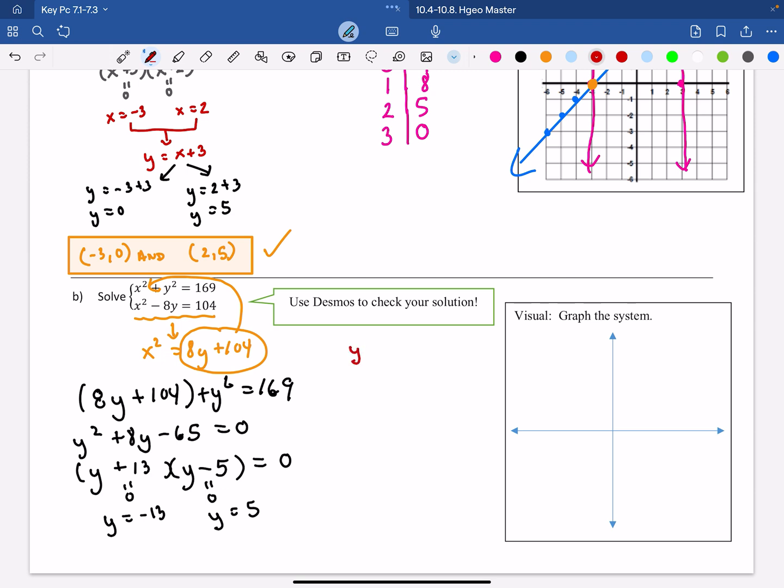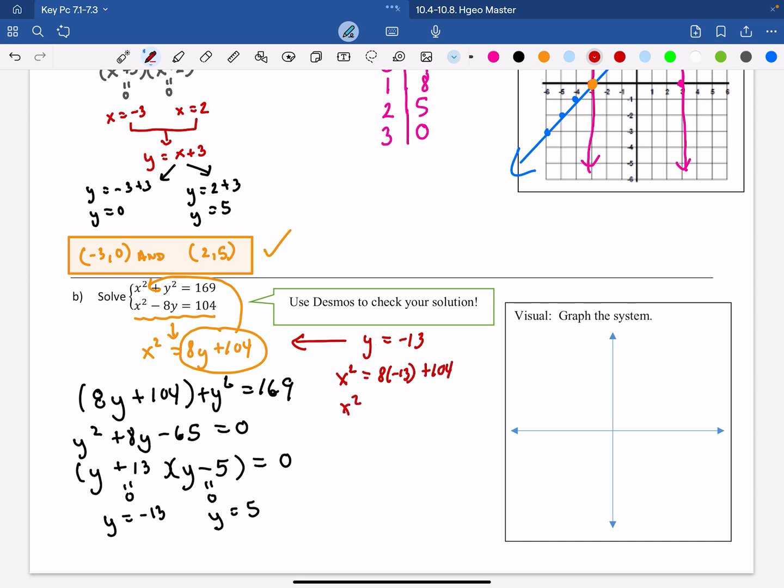So when y is equal to negative 13, all right, we'll go ahead and do the math. I'll just do them back to back. Let me go back over here. y is equal to negative 13. I'm going to go ahead and put it into this equation, and I get x squared is equal to 8 times negative 13 plus 104.